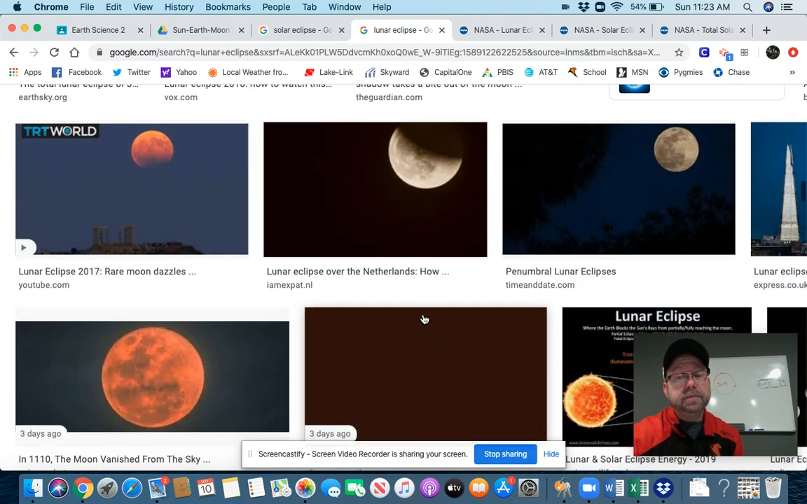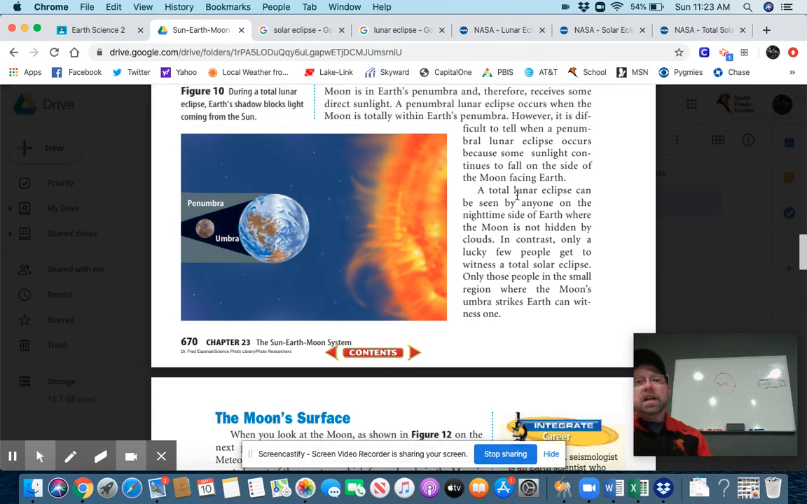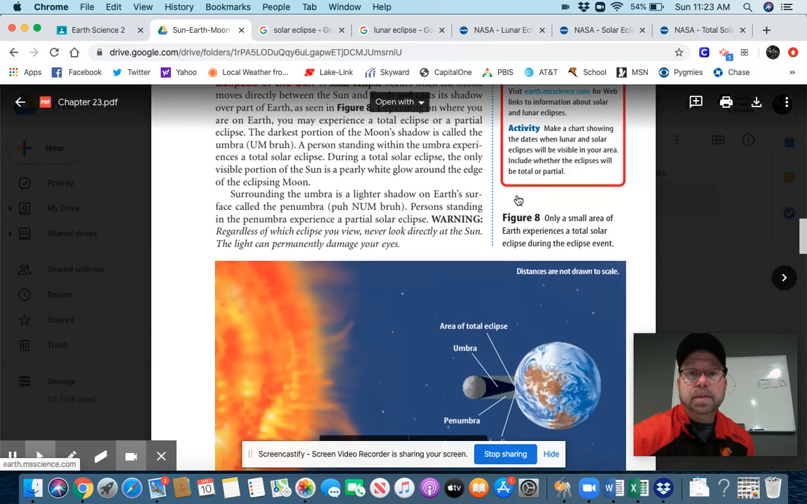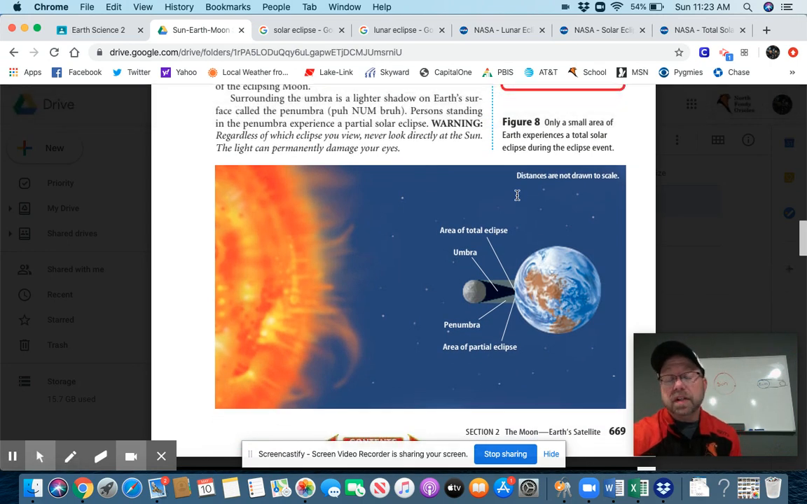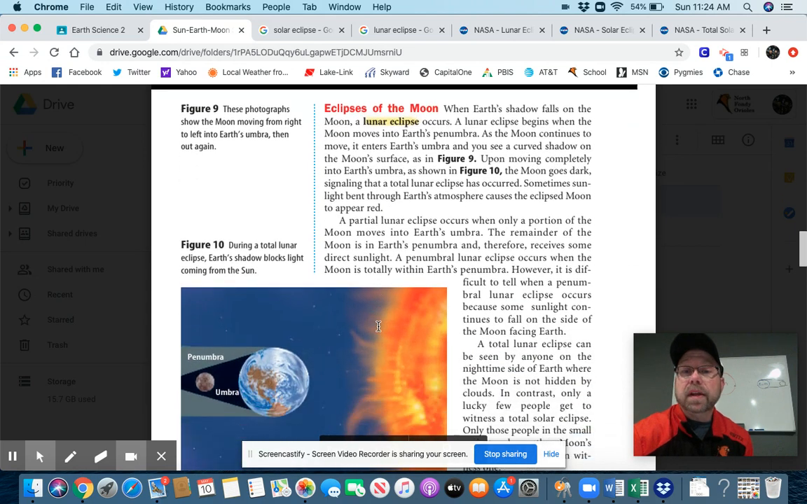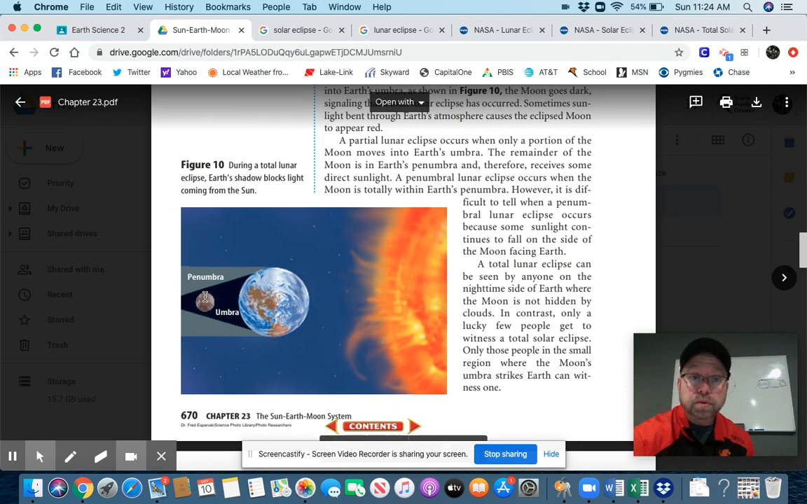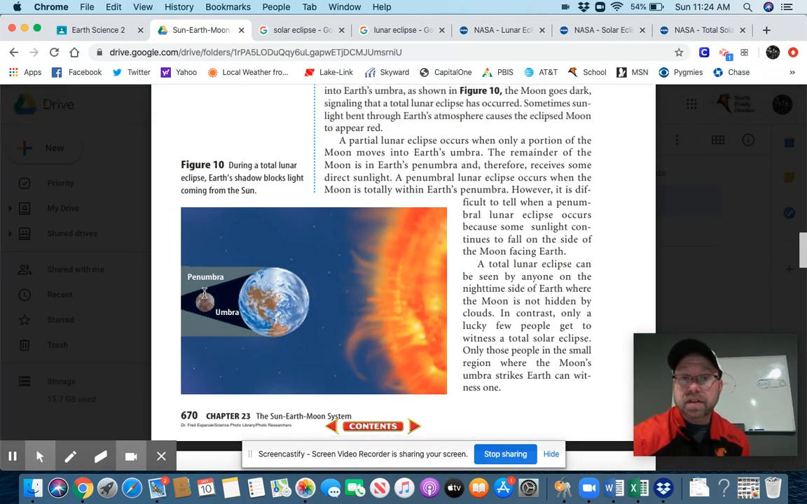All right. So, just to refresh, what causes these lunar eclipses and solar eclipses? A solar eclipse occurs when the moon is directly between the Earth and the sun. It casts a shadow called the umbra onto the Earth, and anyone that's in the umbra can see the solar eclipse. A lunar eclipse is when the Earth gets directly between the sun and the moon. The moon falls into the umbra, or that darkest part of the shadow, and anyone on the nighttime half of the Earth is able to see the lunar eclipse.